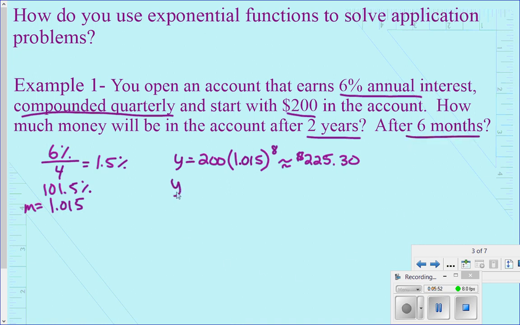Okay, so then I'm asking about 6 months. So again, I started the same way, initial amount, 1.015. Remember, the exponent is number of quarters. Well, there are 4 quarters in a year, 12 months in a year. That means 12 divided by 4 is 3. That means 3 months per quarter. And if I'm asking for 6 months, 3 months is 1 quarter, which means 2 quarters is 6 months. So 2 is our exponent. Again, type that in the calculator. We're getting $206.05.